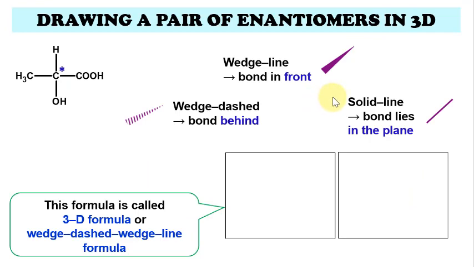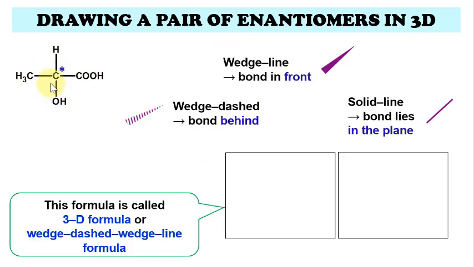The spatial arrangement of atoms or groups of atoms within molecules is significantly important in organic chemistry. Therefore, there are methods of writing structural formulas in 3-dimensional projection. To draw a pair of enantiomers, we are going to use the 3-dimensional projection where the wedge line represents the bond in the front, the dashed wedge line is the bond behind, and the solid line is the bond that lies in the plane. So we are going to use the 3D formula to show the enantiomers of these molecules.